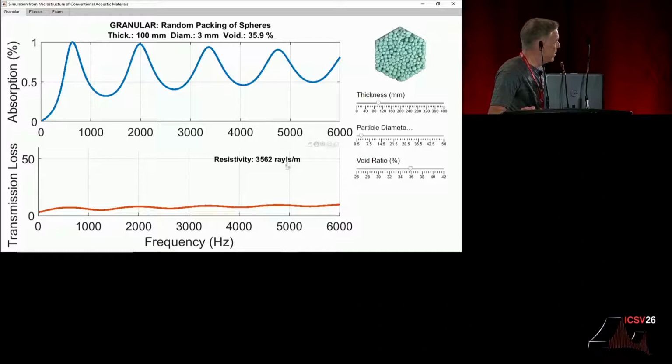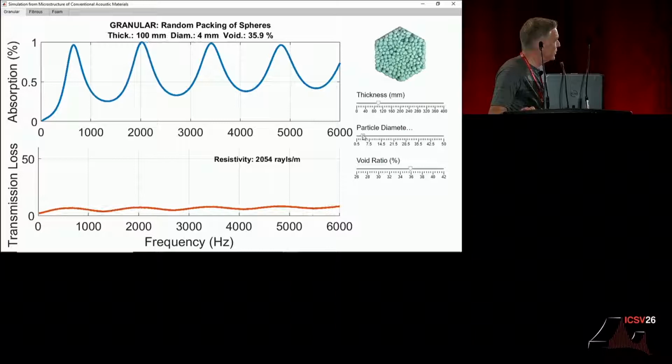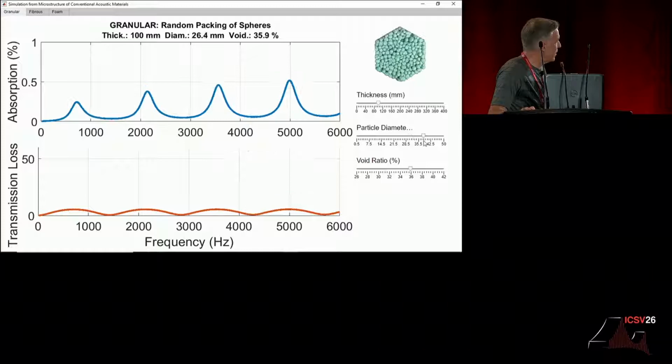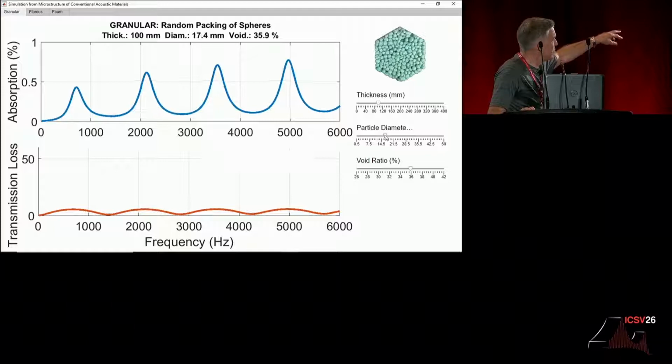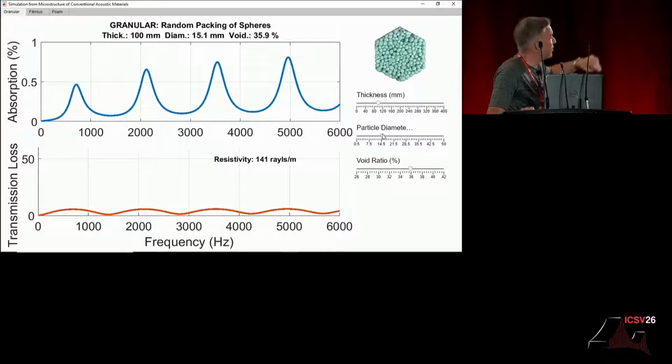Here you will see the flow resistivity. Zero will be air, full air. As it increases to infinity, infinity would be a full solid. You will see that when I increase this, I reduce the resistivity, and the transmission loss reduces, and the absorption peak remains at the same frequency. It does not change the frequencies of absorption. It just changes the level.